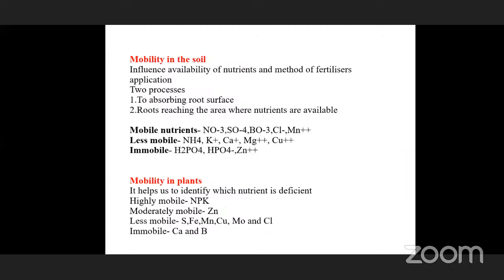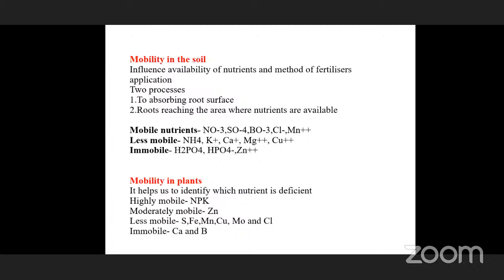Then based on this, we can decide which method we have to use. Like if you want to apply phosphorus, it gets fixed in the soil colloids, then we can apply that phosphorus as a foliar application also, because it is getting fixed in the soil. So we can choose which method we should use for this nutrient, like that.